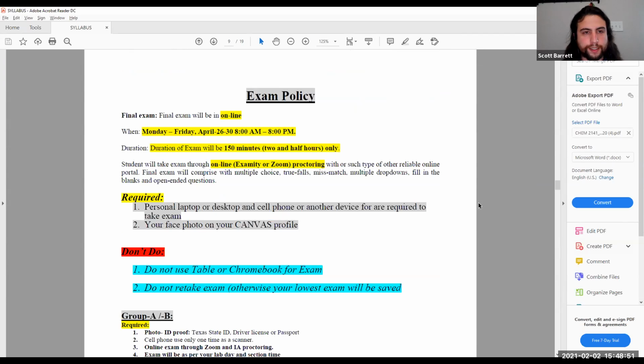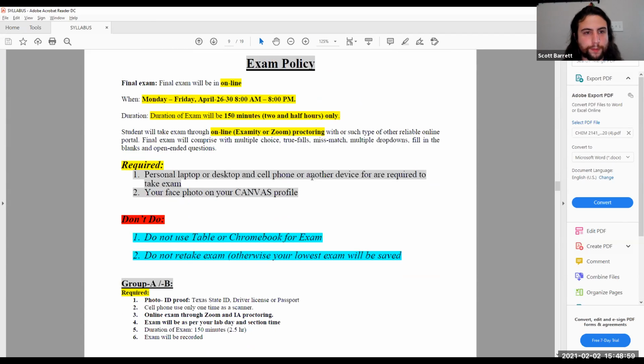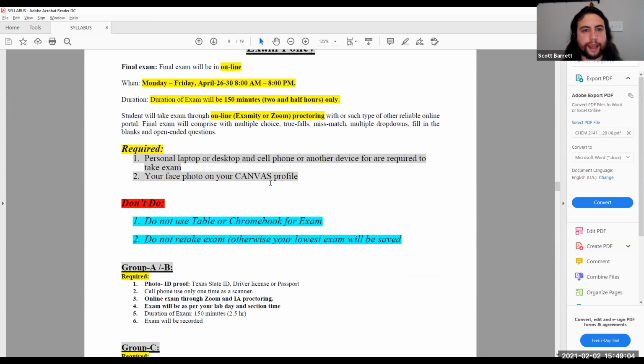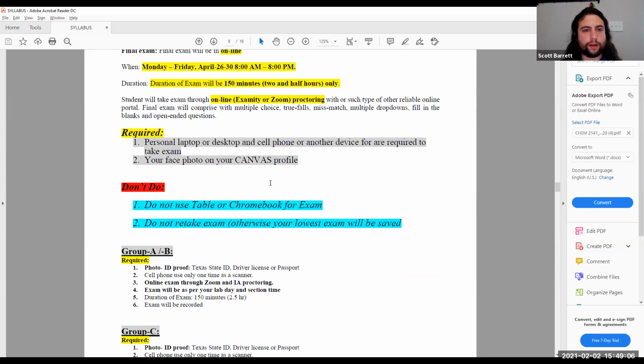And so let's see. The exam will be on our lab day. I'm pretty sure, I need to double check with him. And it would be 2.5 hours. It'll be an overview, I would assume, of the whole entire semester. And this is the requirements. You'll need to have a laptop or desktop and a cell phone, so that they can do a monitoring. You'll see in the next picture what I'm talking about.